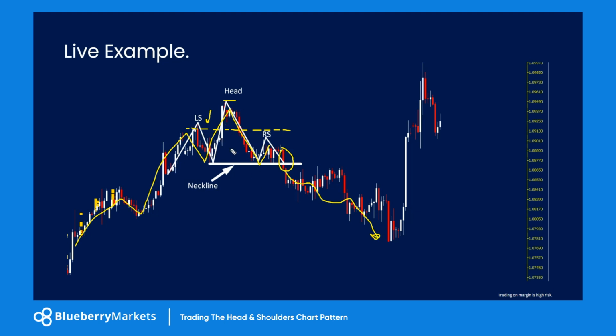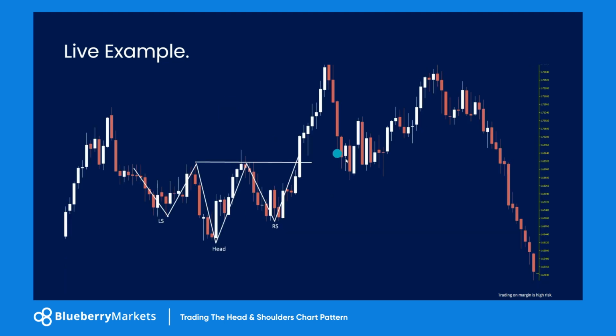Now, typically what you would look for is the length of the head to the neckline. You would copy that down and look to target that move. On an entry criteria, you could sell that candle close. Stop loss above the right shoulder gives you a bit of an edge in terms of your risk reward ratio. The second idea is to wait for price to pull back into the resistance zone and then look for an opportunity to the downside there with a head and shoulders pattern.